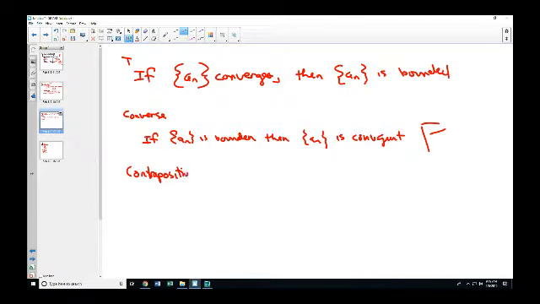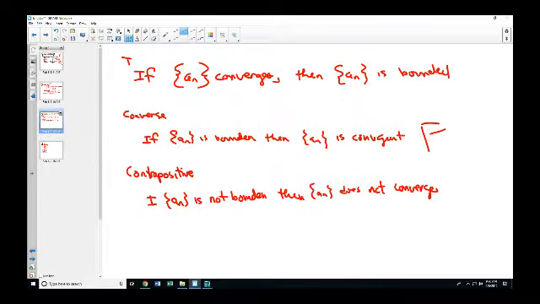If a sub n is not bounded, then a sub n does not converge. Always true. Contrapositive: if the original statement is true, the contrapositive is always true.